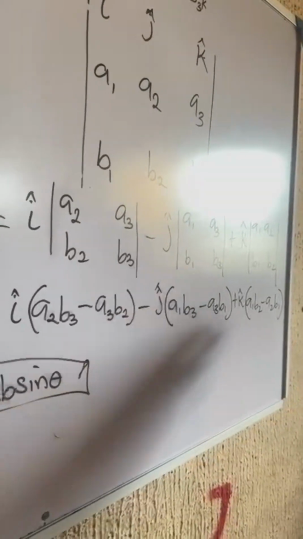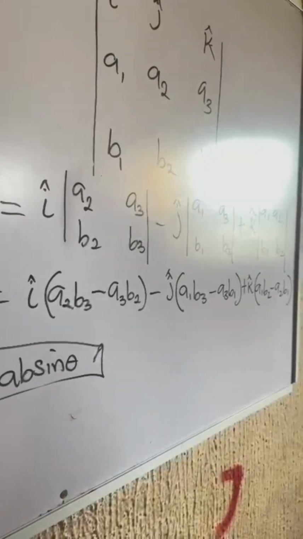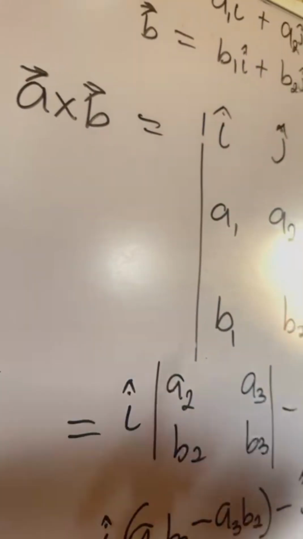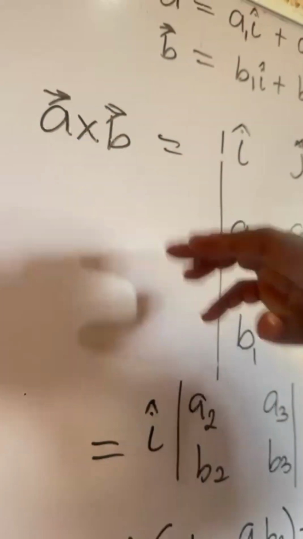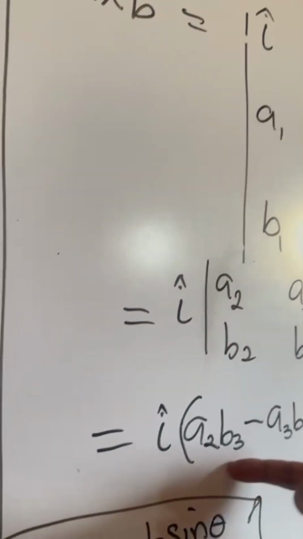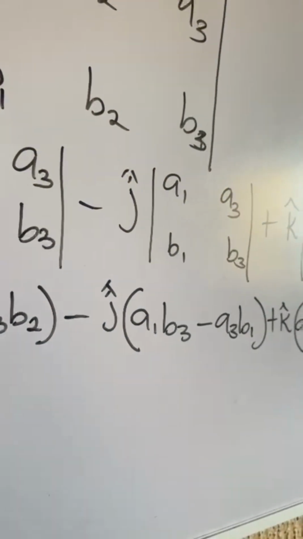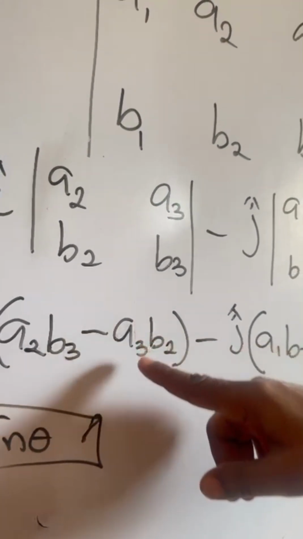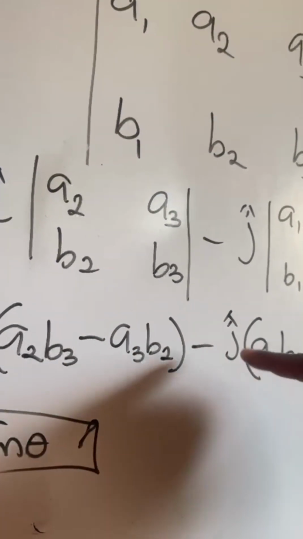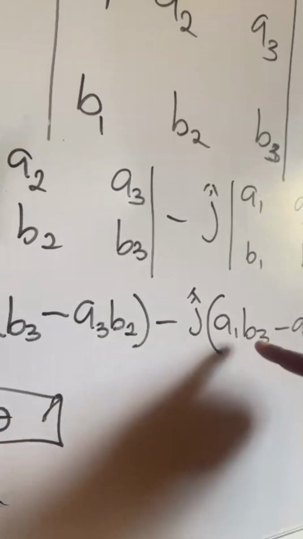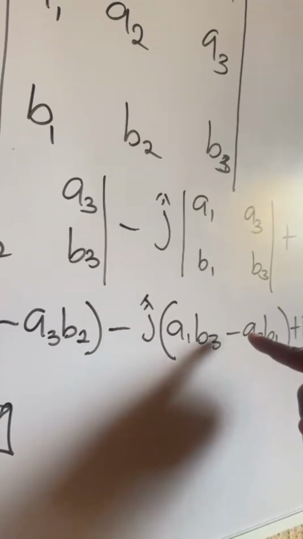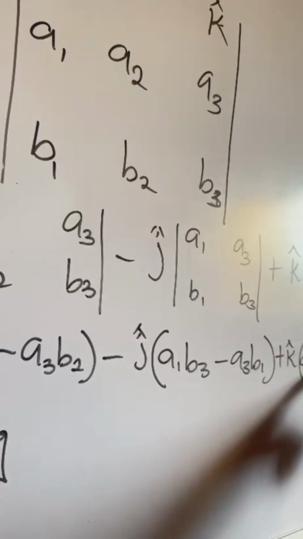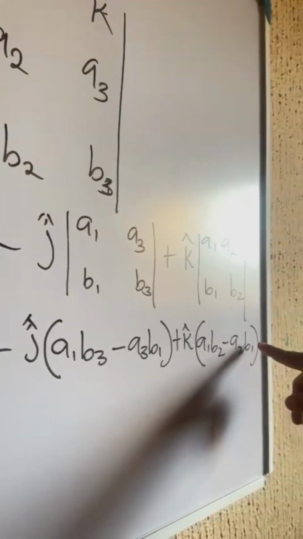So from what we can see on the board, if we are to find the cross product of 2 vectors A and B, that is A cross B, that gives us the outcome that we have here on the board. i into A sub 2 B sub 3 minus A sub 3 B sub 2, minus j into A sub 1 B sub 3 minus A sub 3 B sub 1, then plus k into A sub 1 B sub 2 minus A sub 2 B sub 1.